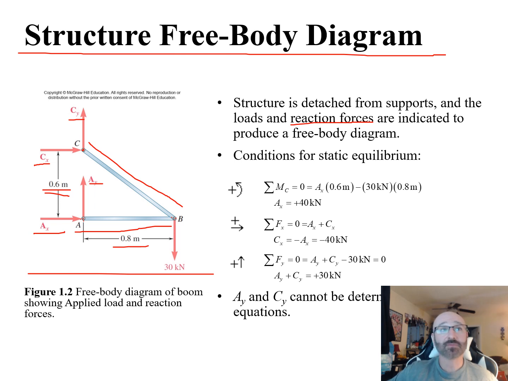The next thing for a free body diagram, we say, okay, what other forces are acting on it other than our reactionary forces there? Well, we have this external load acting at B right here, given to us in the problem statement as 30 kilonewtons. So we can draw that in there, and this completes our free body diagram.